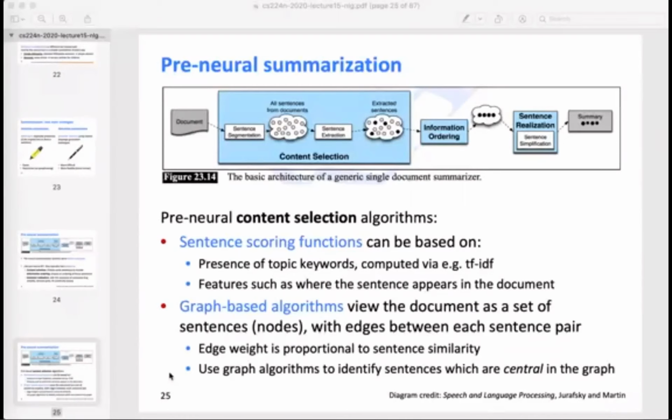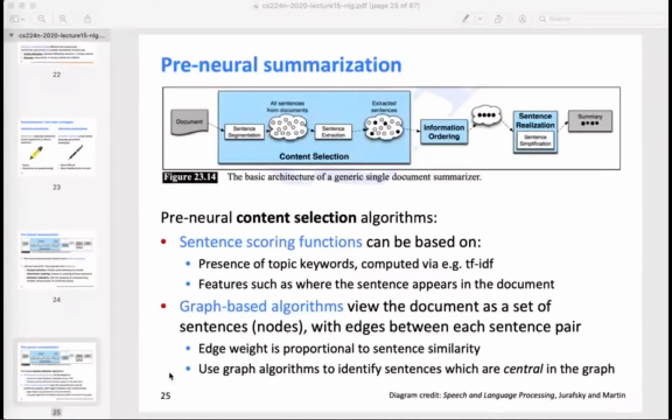It's also fairly intuitive. So, for example, when you're reading a news article, normally the beginning of the document contains more important sentences that are more like summaries. So those are the sentences you might want to score with a higher score.